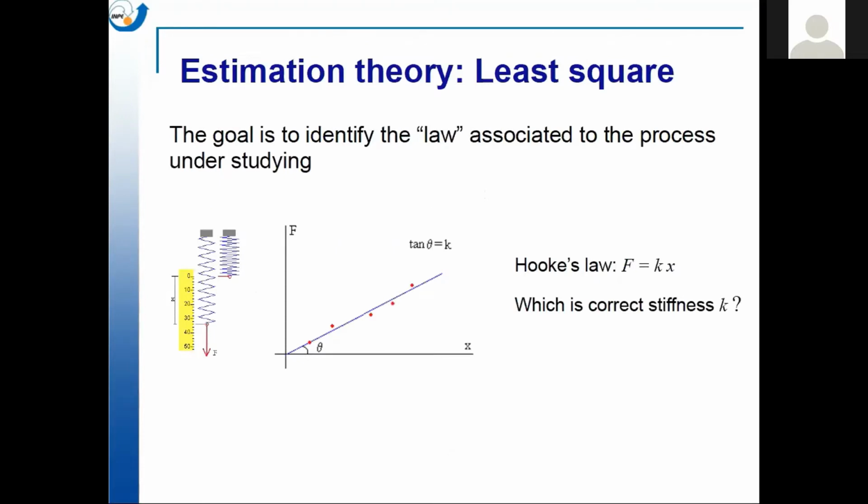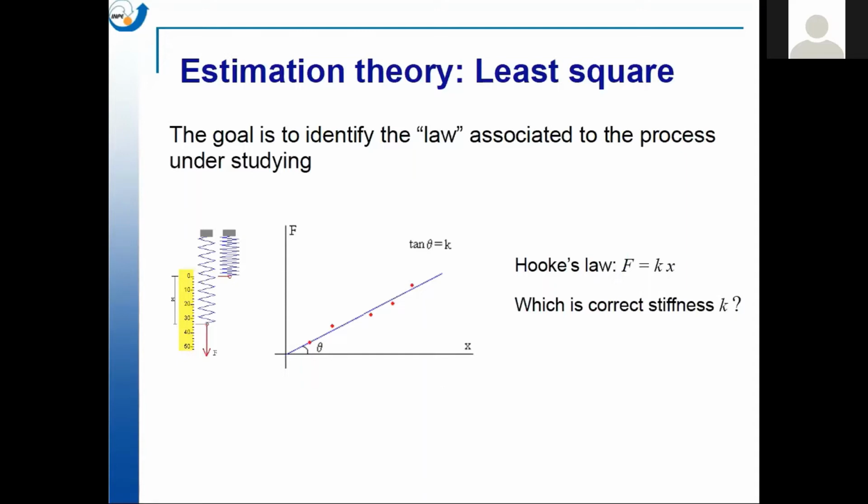But let me introduce least squares. The goal is to try to identify the law associated with the process under study. For example, we try to identify the stiffness here. According to Hooke's law, the force of deformation, F, is associated with the deformation, X. And you can measure this. You have a spring here, and a force F is going to imply a distortion of the spring, and you can measure this deformation of the spring. This measurement is the red dots in our plot.